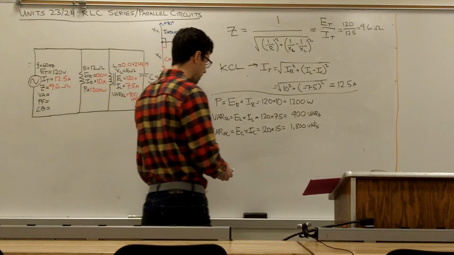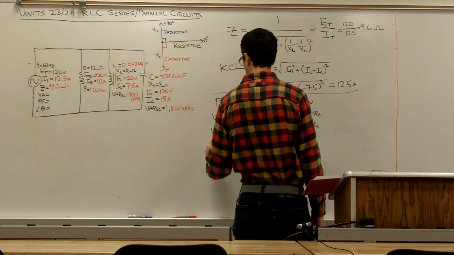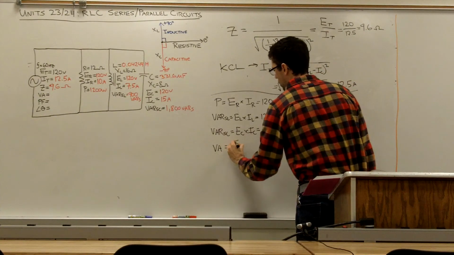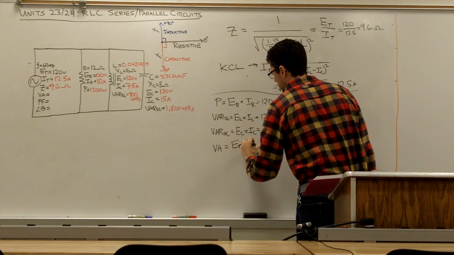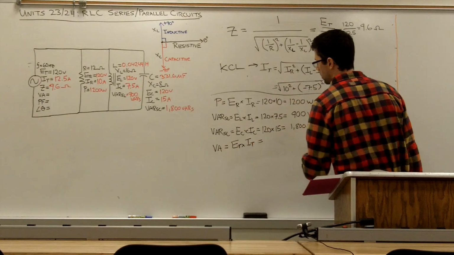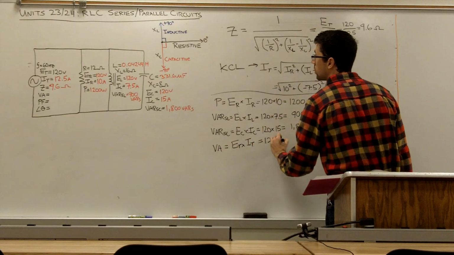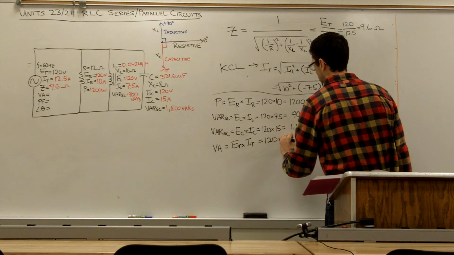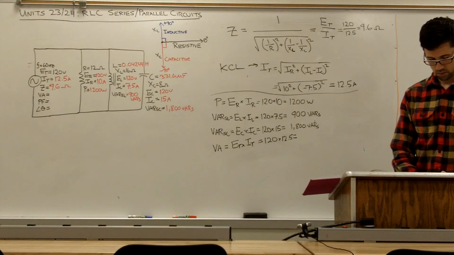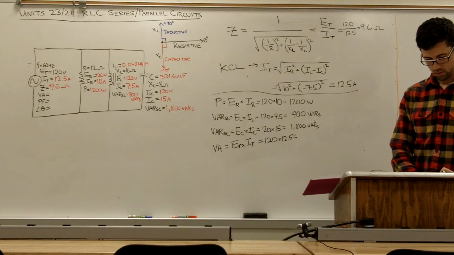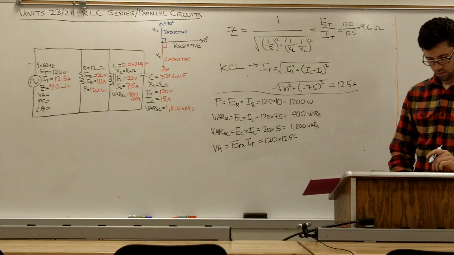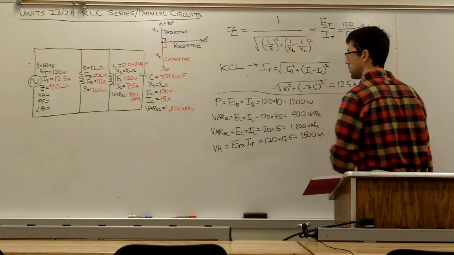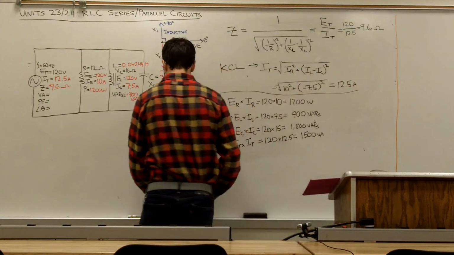And then finally, the apparent power, VA, which can be thought of as the total power of the circuit. So we're going to take the total voltage and multiply it by the total current. So 120 volts times 12.5 amps. That gives me 1,500 volt amps of apparent power.